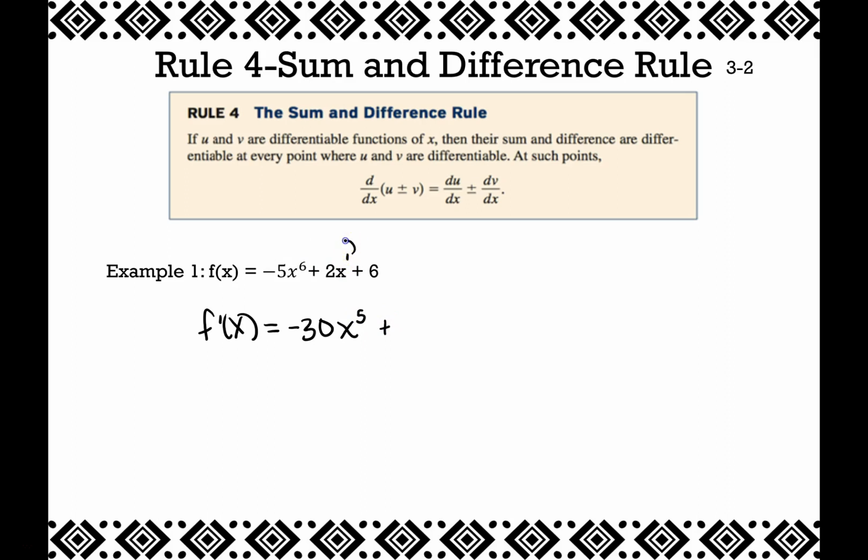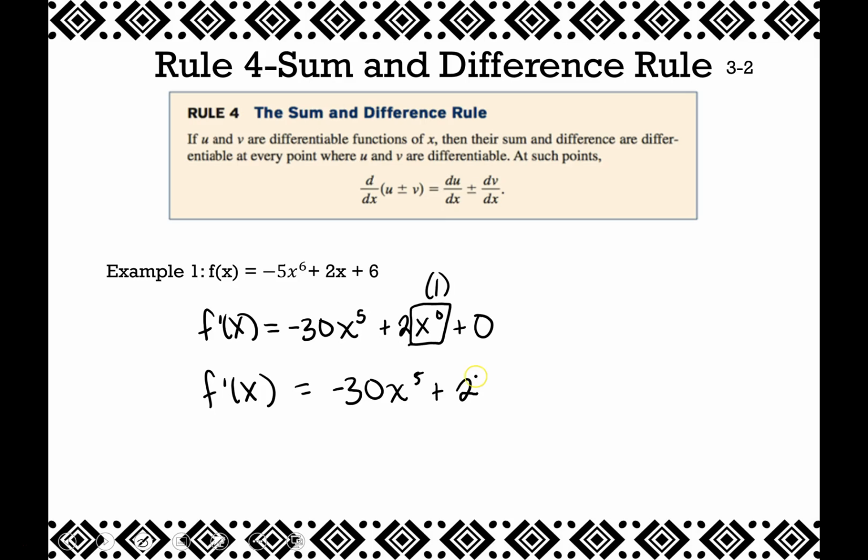So I'm going to bring that 1 down. That's 2 times 1 is 2. And then we get x to the, subtract 1 there, x to the 0. And then what is the derivative of 6? Well, that is the constant rule, where we take the derivative of a constant, we always get 0. Let's go ahead and simplify this. What is x to the 0th power? Well, that's just 1. So really, our final answer is going to be a -30x to the 5th. And then this is going to be plus 2 times 1, which is 2. And then plus 0, we don't need to write.